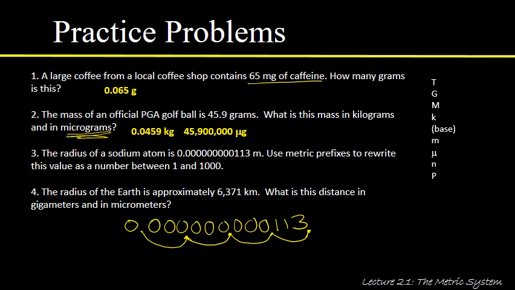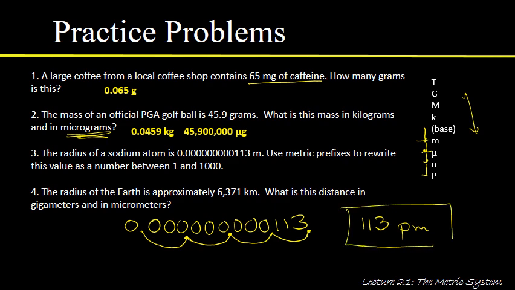So I've got to change my prefix by 4 steps in this table here. And since I made the number bigger from 0.00000000113, I now made the number 113. So if the number is bigger, I got to make the prefix smaller. So I'll go down here 1, 2, 3, 4 times. So 113 picometers.